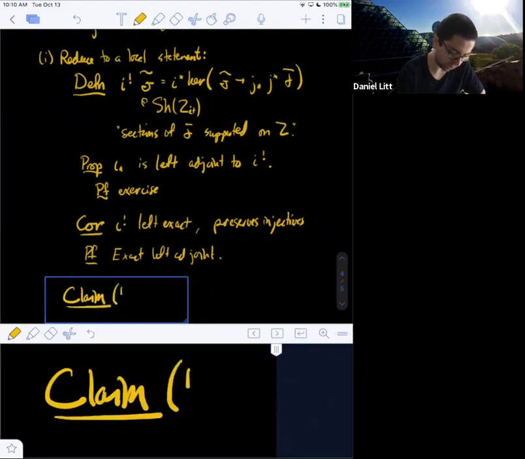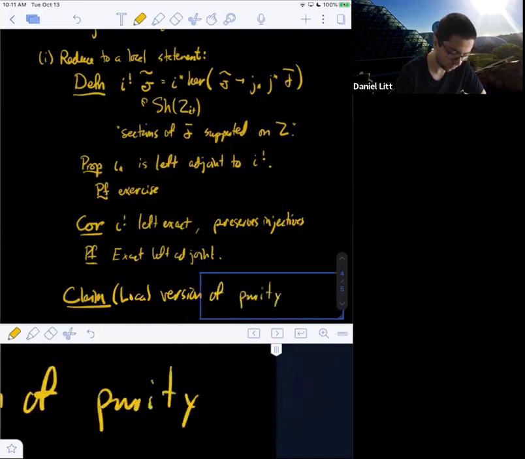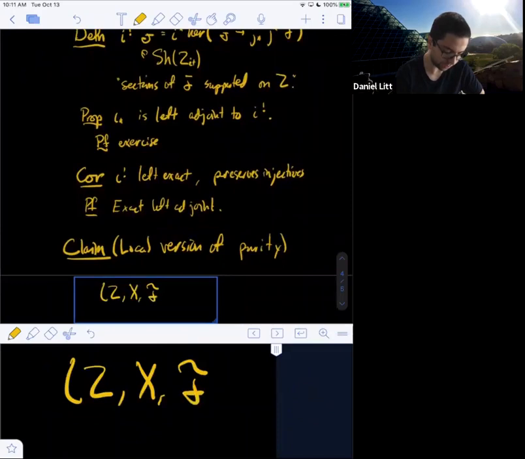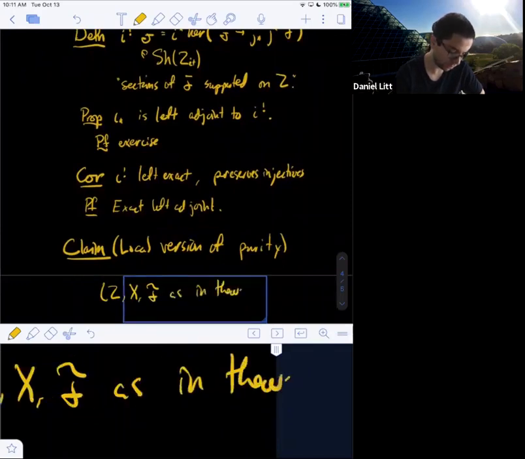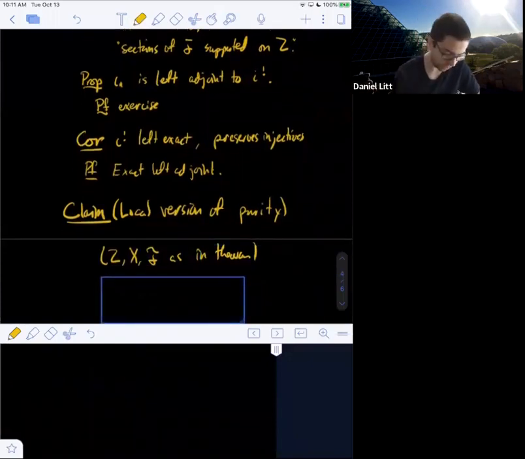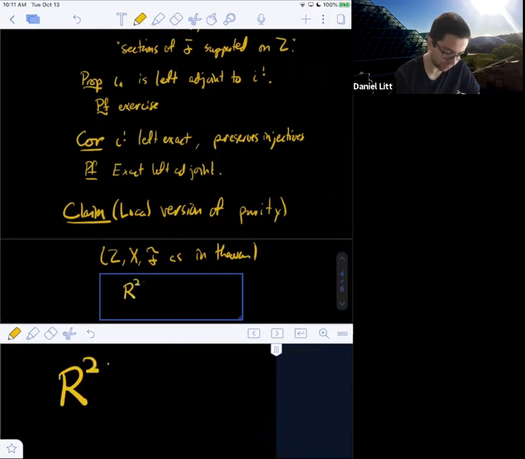So this is going to be the local version of purity. Here we're going to let Z, X, and F be as in the theorem, meaning Z and X are smooth k-schemes, and F is locally constant constructible on X of order prime to the characteristic, and Z is codimension c in X. Then the statement is that, first of all, ι upper shriek is left exact, so we can define its right derived functors.